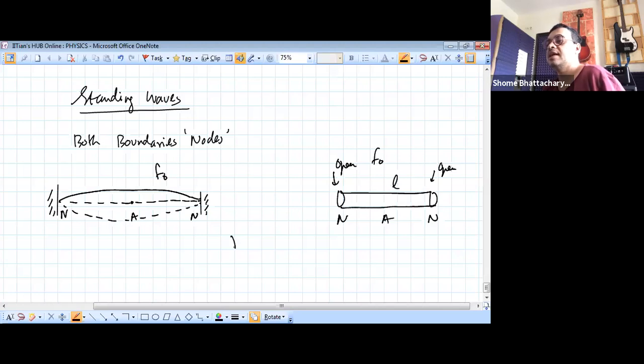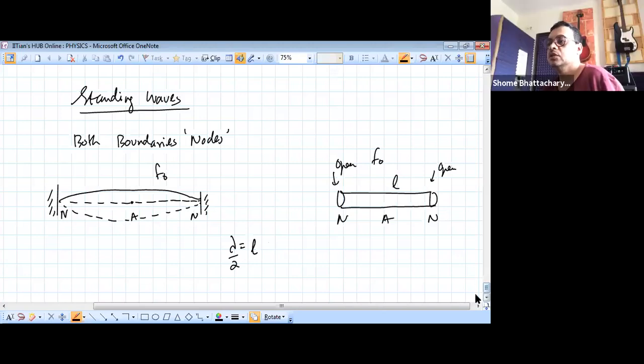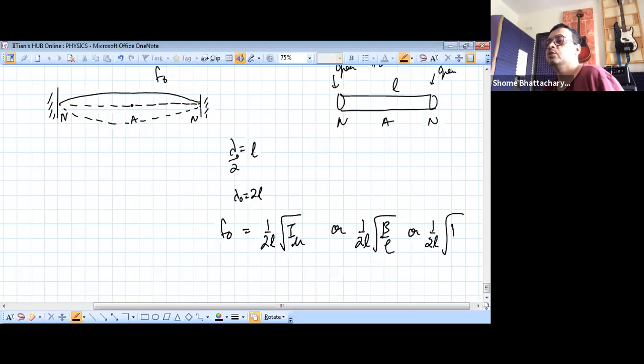So both the cases, lambda becomes how much? It becomes L by, sorry, lambda by 2 becomes L. Okay. This concept you know, na, that lambda by 2 is the distance between consecutive nodes. Yes. So this comes from the equation of the standing wave. So you know this. So in the fundamental case, this is what happens. So lambda naught is equal to 2L. So fundamental frequency is 1 by 2L into square root of T by mu for this case, or 1 by 2L into square root of bulk's modulus upon density, or 1 by 2L square root of gamma RT by M.